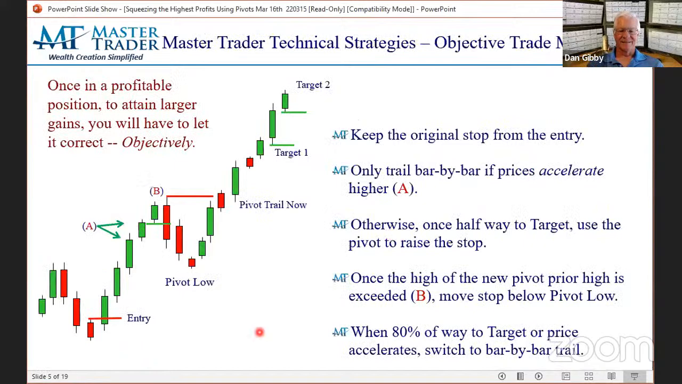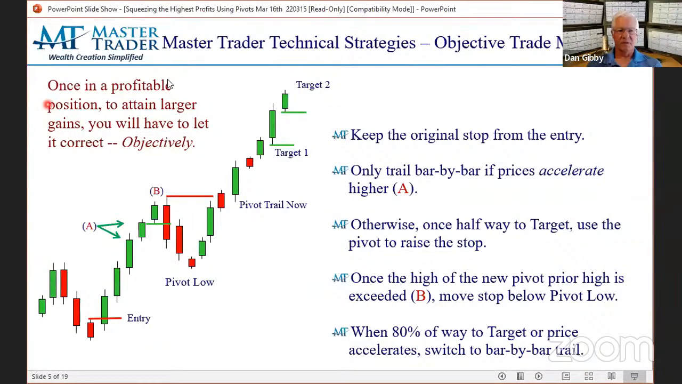All right, so this is the masterpiece slide that I want you to print and put on your table. This is going to help you get meaningful gains off your setups.